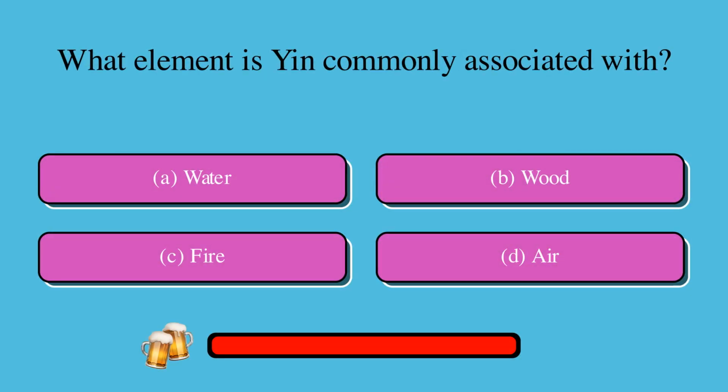What element is Yin commonly associated with? Is it A, water, B, wood, C, fire, or D, air? The correct answer is A, water.